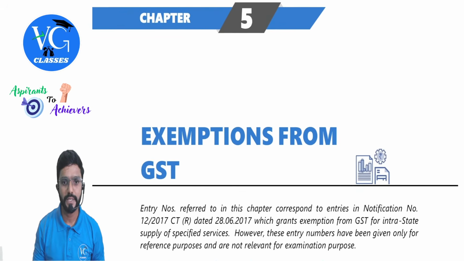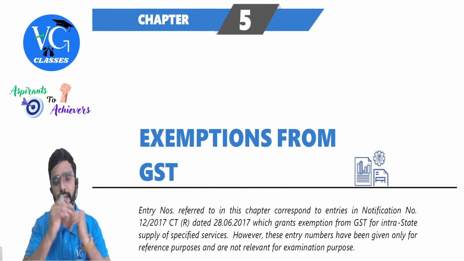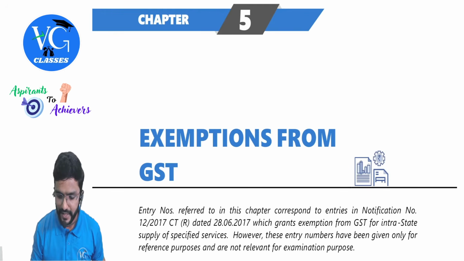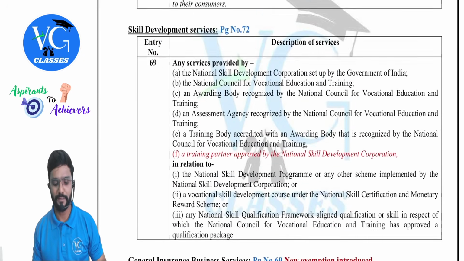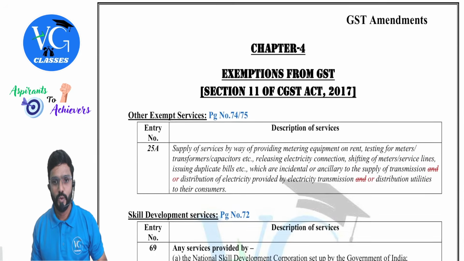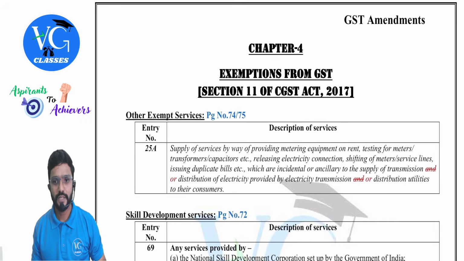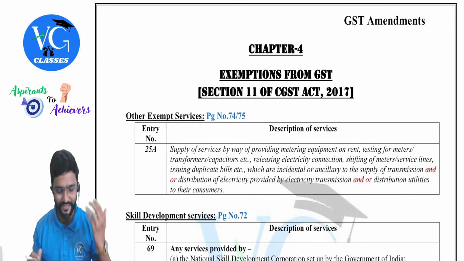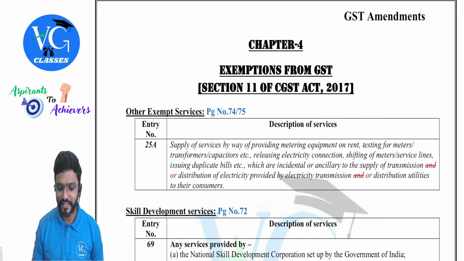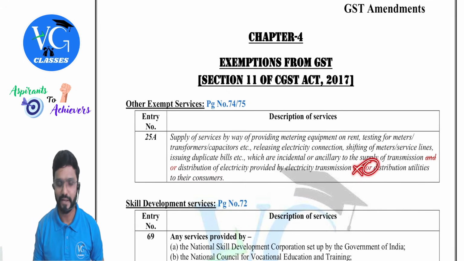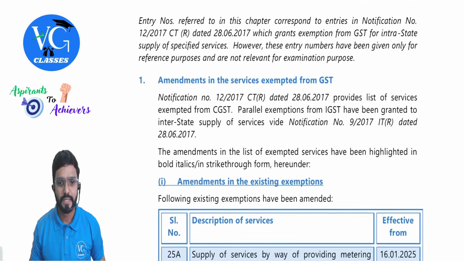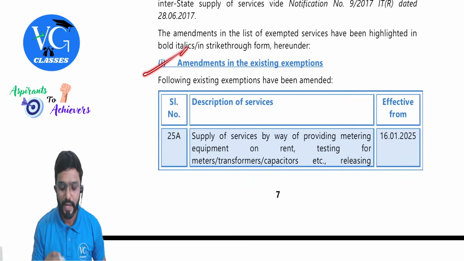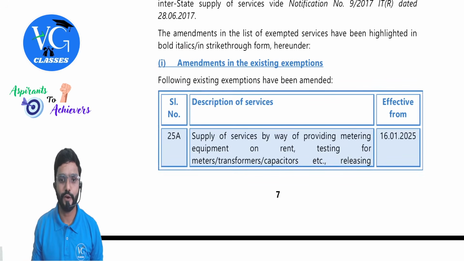Okay. Next one is exemptions from GST, chapter 5. So in my material, it would be chapter 4. So I am coming back. Okay. So our lengthiest chapter, are there too many amendments in this? No, guys. Very easy. Okay, you can just see first one. They have removed and they have added R. That is an amendment. Okay. Let us see. Straight away, I'm going to the list. Amendments in the existing exemptions. Following existing exemptions have been amended.